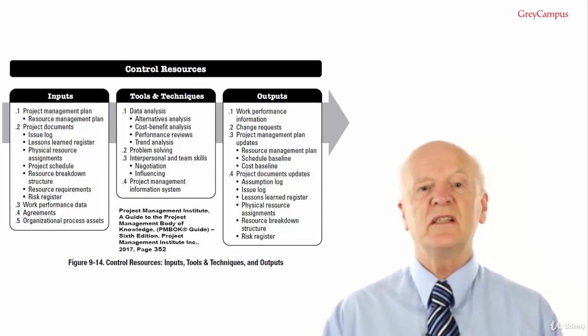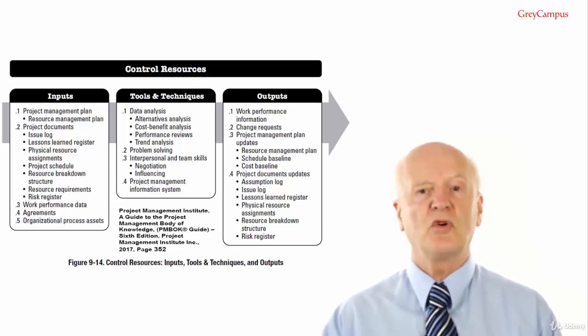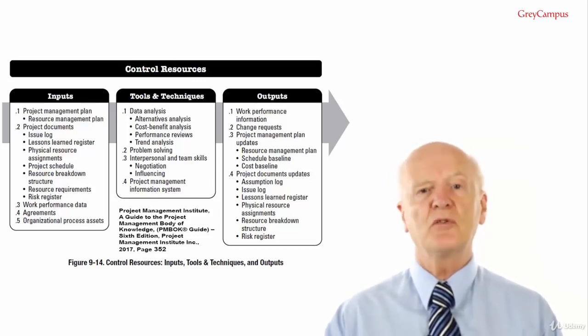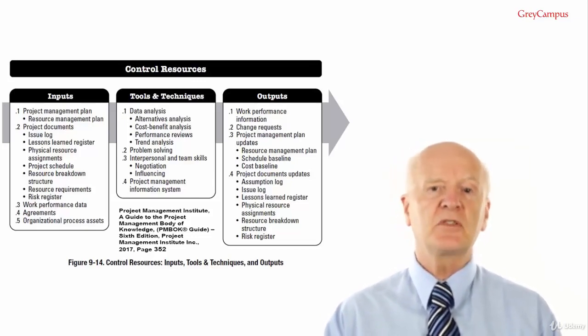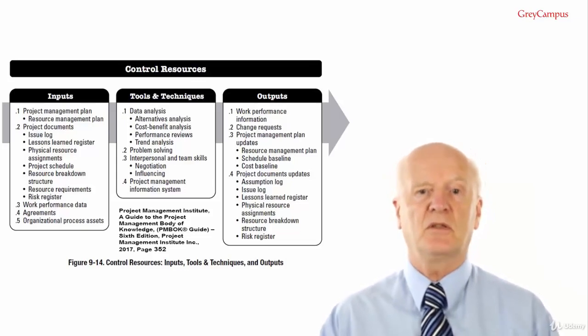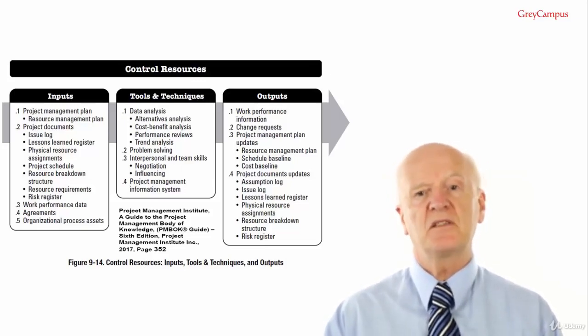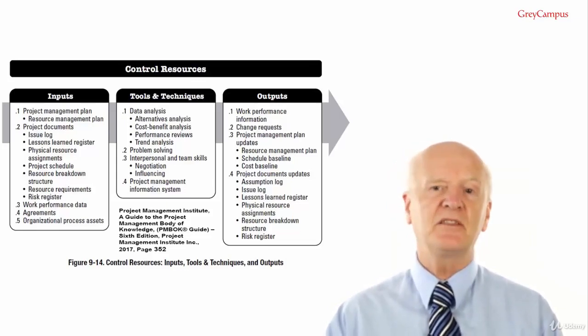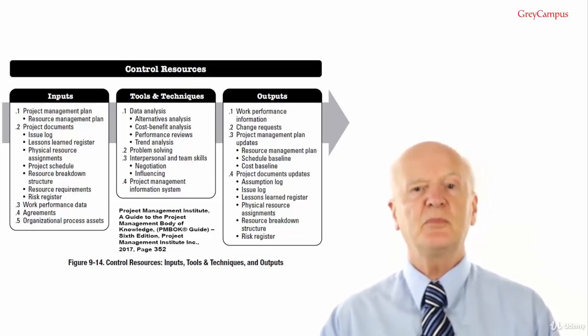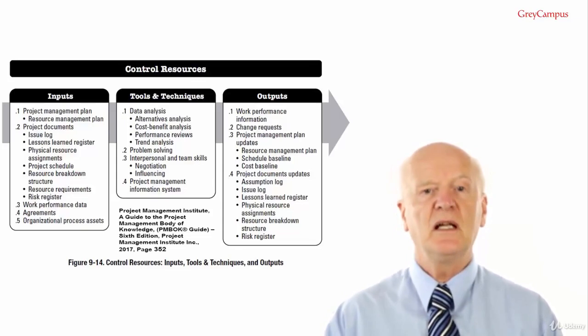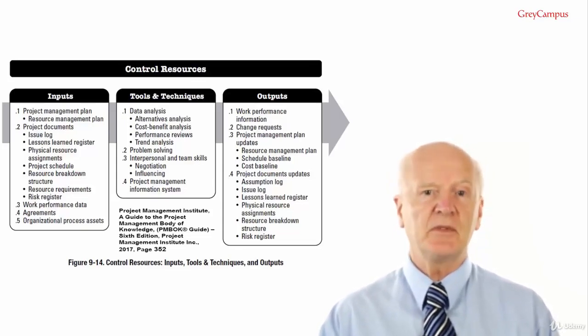The issue log is used to identify issues such as a lack of resources, delays of raw material supplies or low grades of raw material. And of course, you could record a surplus of resources. Lessons learned register. Lessons learned early in the project can be applied to later phases of the project to improve physical resource control.